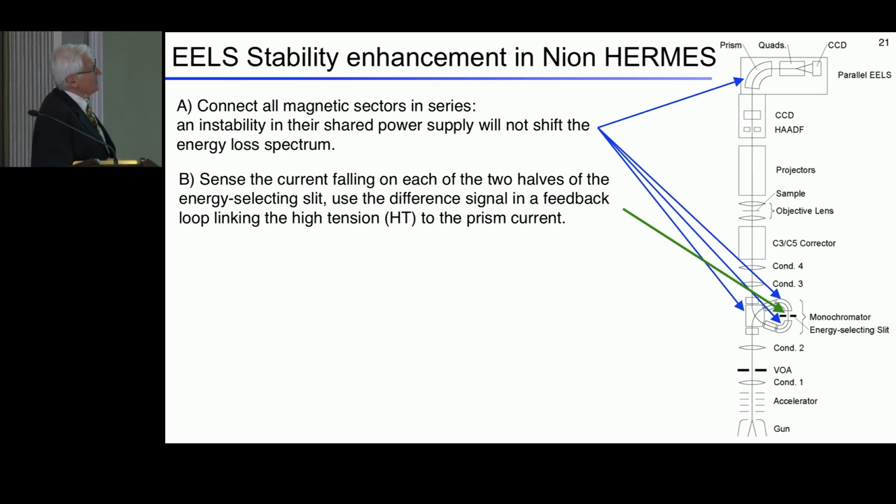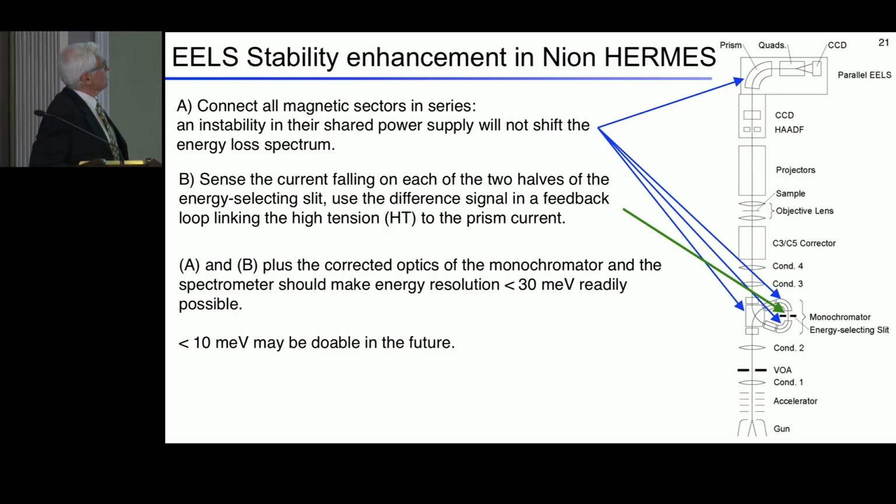So we get around that by sensing the current falling on the 2 slit halves and putting in a feedback loop that brings the beam back into the center of the slit. When you do the 2 things together, when we first designed it, we thought 30 millivolts should be possible. And we also speculated 10 millivolts may be doable in the future.